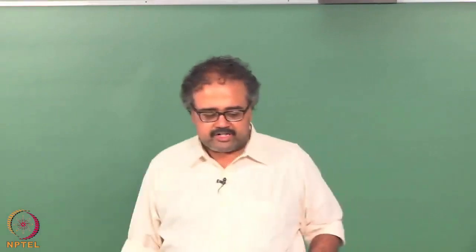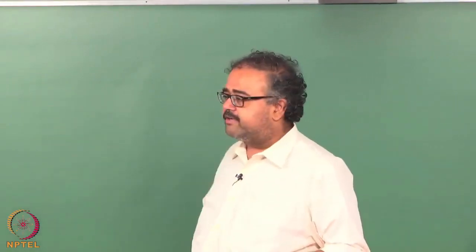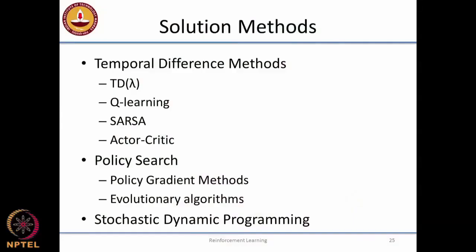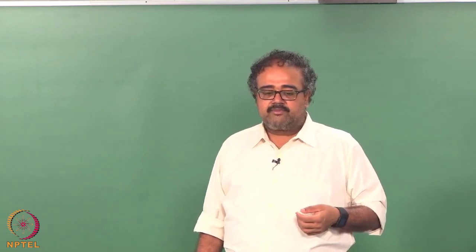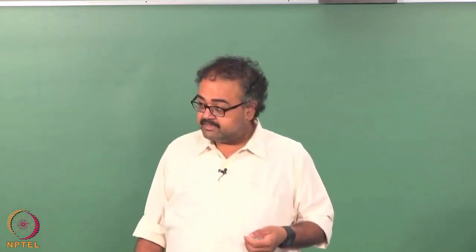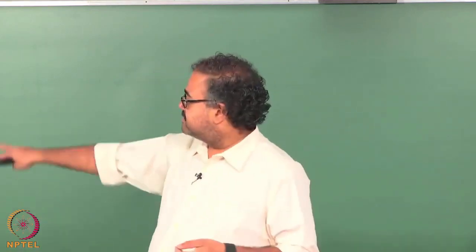Right, so there are many different solution methods. There are all these which are called temporal difference methods. These are all different algorithms: TD lambda, Q learning, SARSA, actor critic, and so on and so forth. And then there is this whole set of algorithms which are called policy search algorithms, and then there is dynamic programming, and there are a whole bunch of other applications for RL.